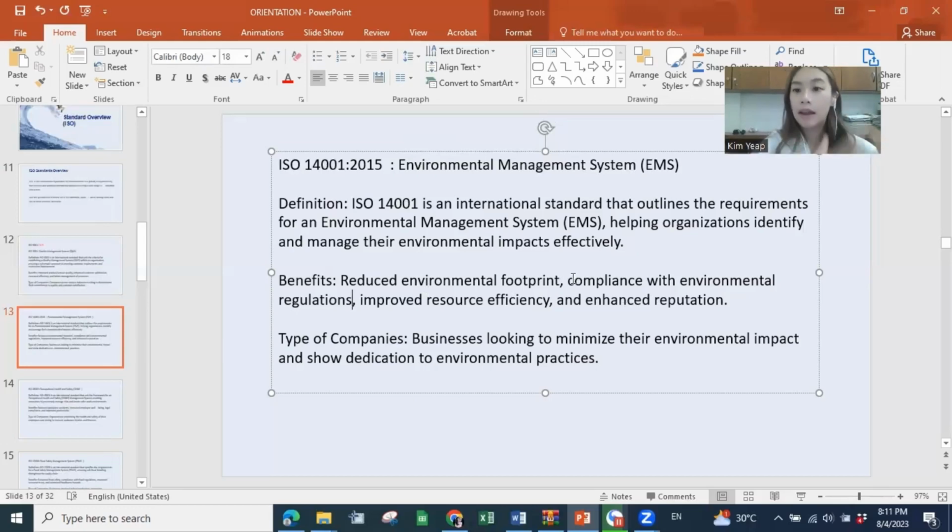Usually, if let's say our clients got it, it will impact how their clients see them. I mean the client of our client. Okay, so usually it is the businesses who are looking to minimize the environmental impact and show dedication to environmental practices. Most of the time they are the manufacturers.